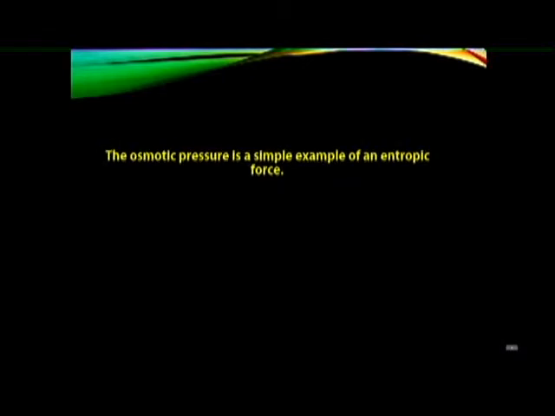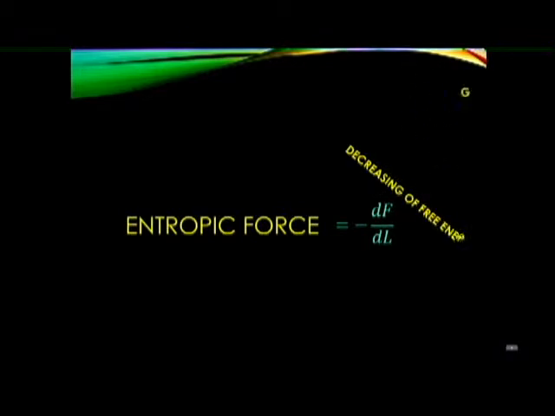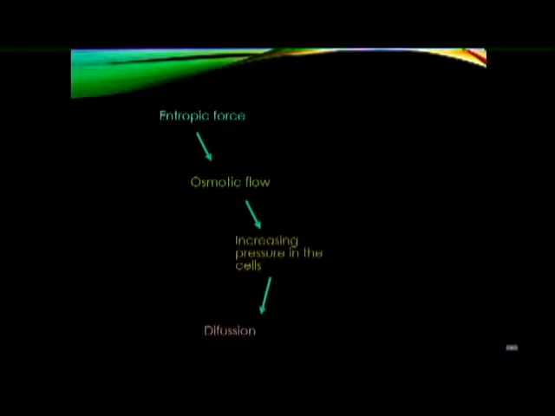We go on to discuss how to explain why cell membranes are able to push fluid against a pressure gradient. To talk about it, we refer to osmotic pressure, which is a simple example of an entropic force, and it causes water to flow into the cell. So, what do we know about entropic force? Entropic force is a negative differential of free energy with respect to the displacement.